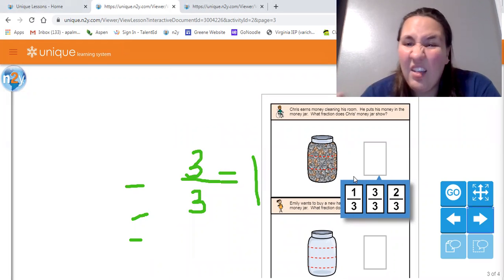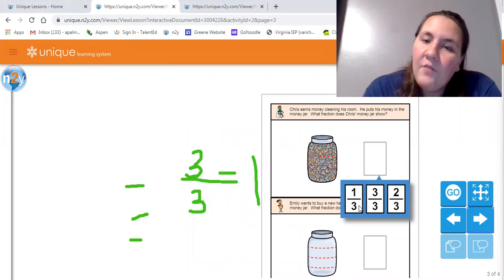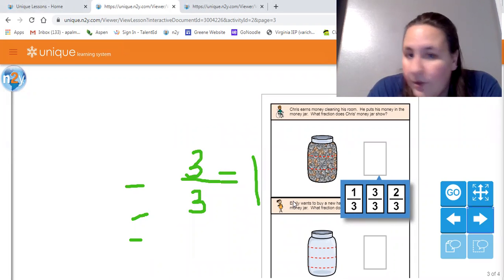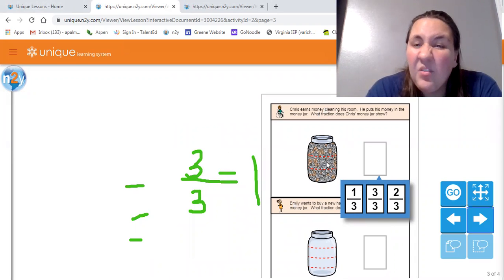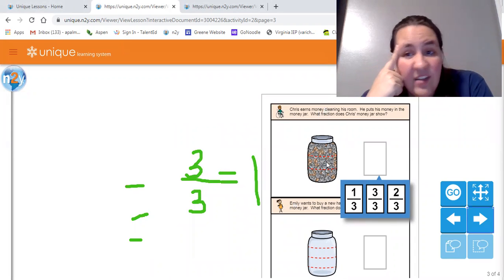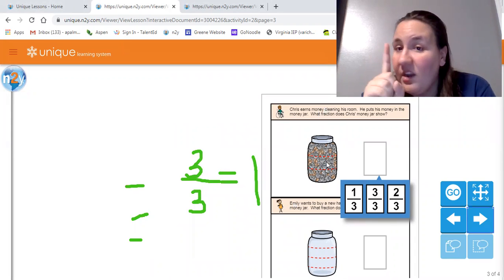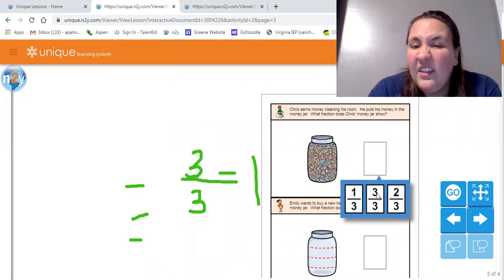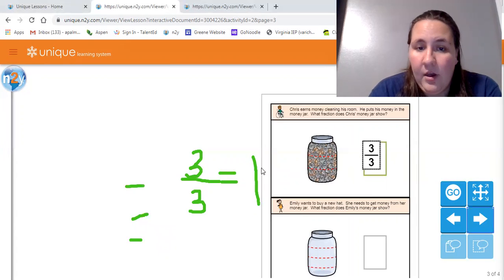Great job. I saw we got a little confused, right? Because I have a 1/3 right here, and I know this is 1 whole, but I have to remember that if I get to a whole, that's not a fraction anymore. It's just the number 1. So I need this number here, 3/3, to equal my whole jar being full. Great job. Okay.